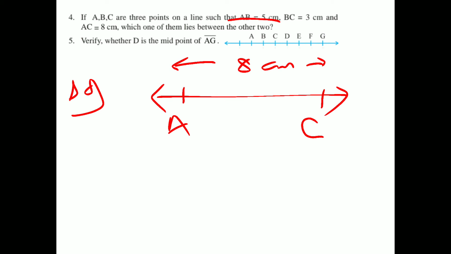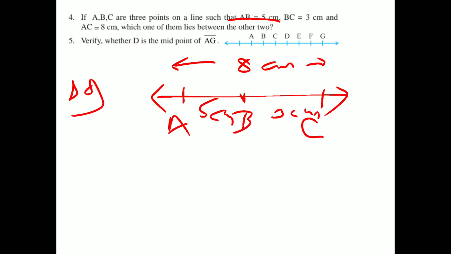Then they said AB is 5. From A you have to put a scale on A, and from 0 to 5 you have to measure and put a point B. It should be 5 centimeter. Then they said BC, from B to C if you measure it will definitely come to 3 centimeter. Clear? After that they said which one of them lies between the other two. Means you have to see which point is lying between the other 2 points. If A is the starting point and C is the ending point, which one is lying between them? B is lying between them.